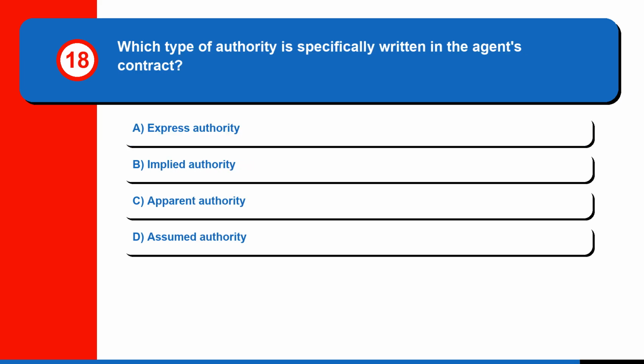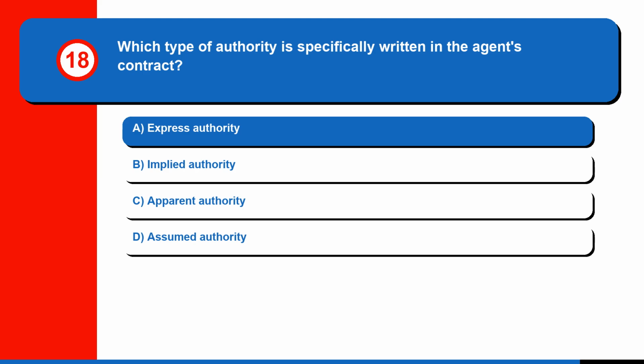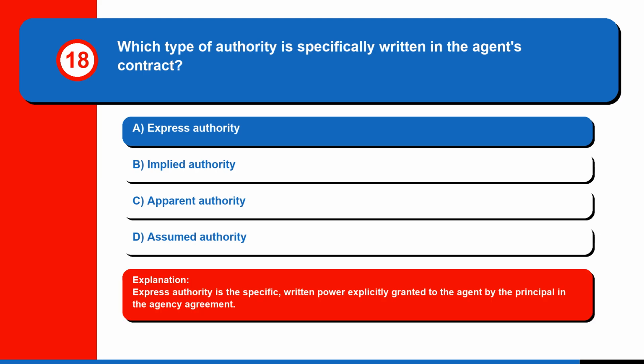Question 18. Which type of authority is specifically written in the agent's contract? A. Express authority, B. Implied authority, C. Apparent authority, or D. Assumed authority? The correct answer is A. Express authority. Express authority is the specific, written power explicitly granted to the agent by the principal in the agency agreement.